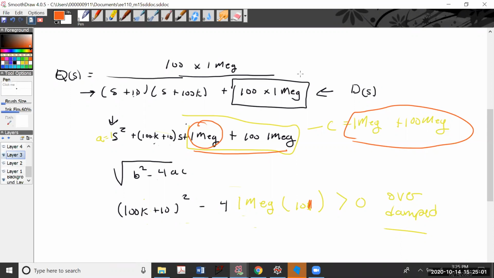This is like a question about over, under, and critically damped, right? And in order for it to be over, under, or critically damped, I have to start with a transfer function with at least 2 poles to begin with. Otherwise, the question doesn't make sense, all right?